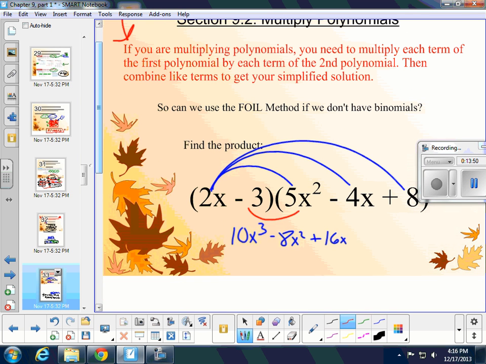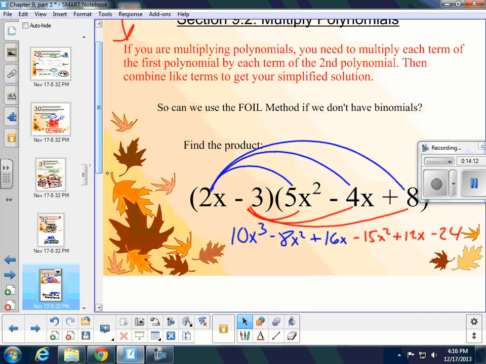So negative 3 times this one, and times this one. And I'll see what I get here. If I keep multiplying, I'd have negative 3 times 5x squared give me negative 15x squared. And then plus 12x, the two negatives will cancel and give me plus 12x. And then minus 24. So again, still very much like FOIL method. But I just got to make sure I multiply both terms in the binomial times each term in the trinomial, as I've showed there.